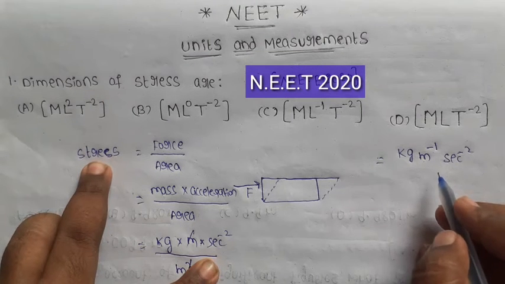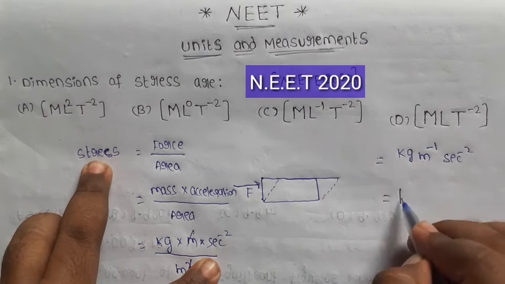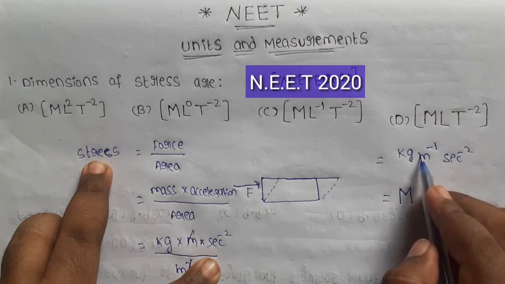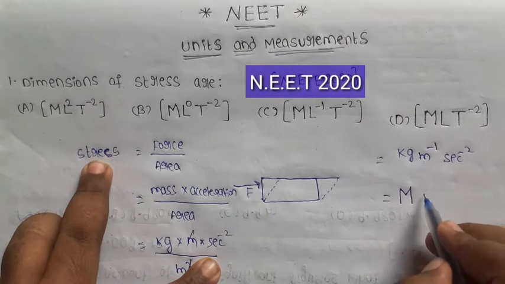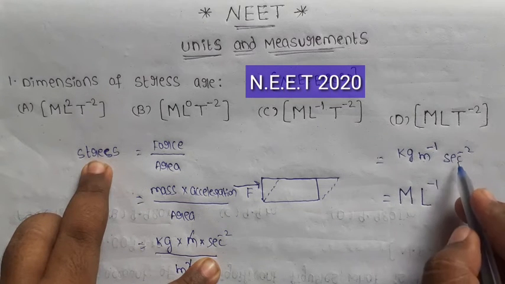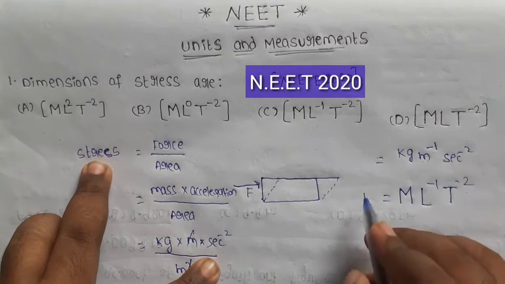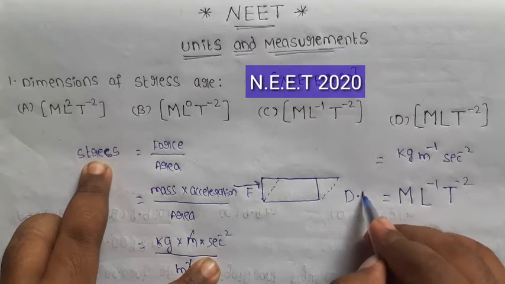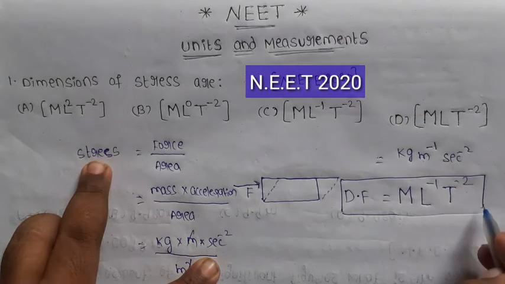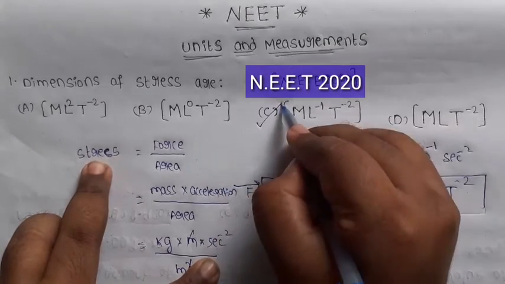Now I am going to write the dimension formula. The dimension formula for kg is M. Next, meter is the unit of length, and its dimension formula is L. Next, second is the unit of time, and its dimension formula is T. So the dimension formula for stress is M power 1, L power minus 1, T to the power of minus 2. So option C is the correct answer.